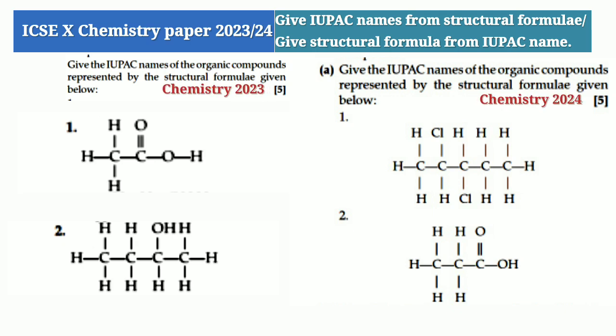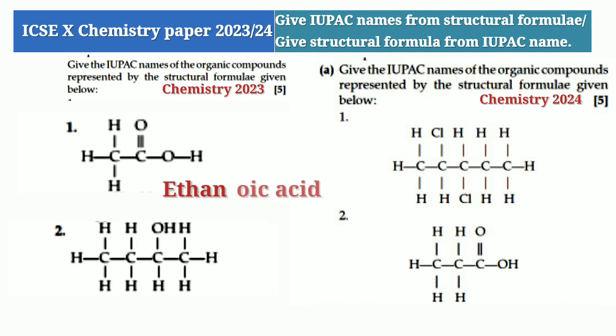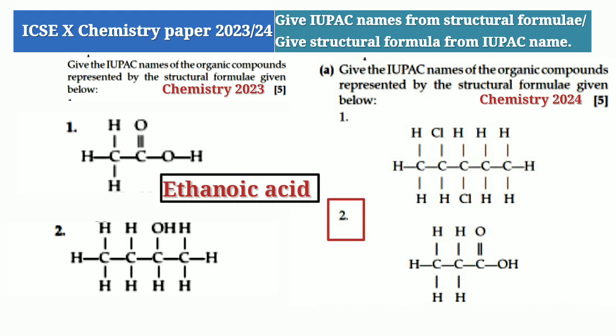Let us write IUPAC name of first compound. It has 2 carbons. Its root word will be ethane. Since it has the functional group COOH, which represents carboxylic acid, its suffix will be oic acid and IUPAC name of the compound will be ethanoic acid.